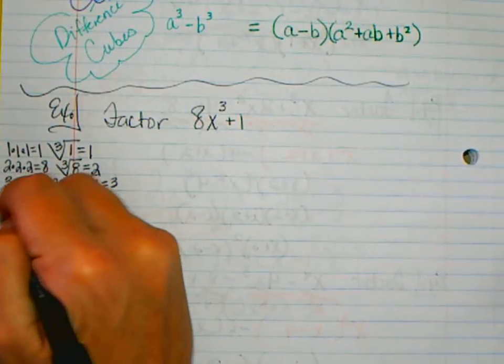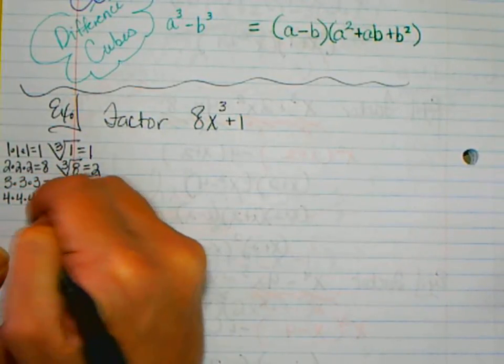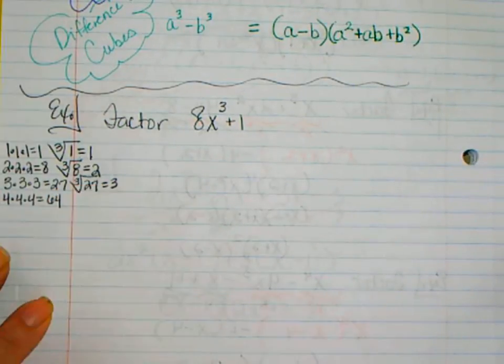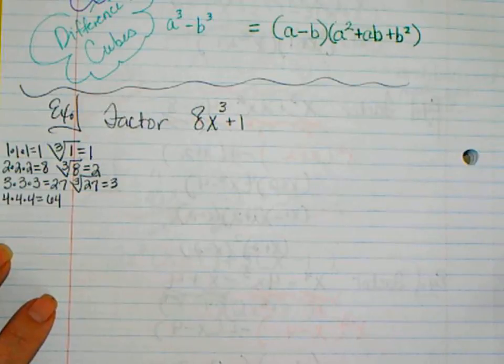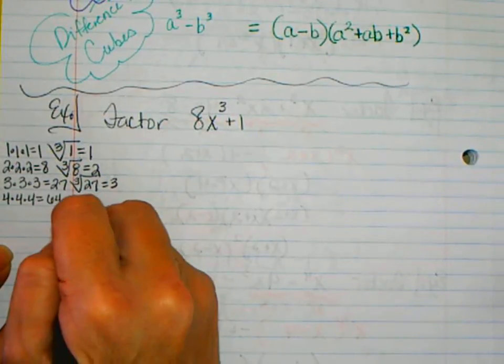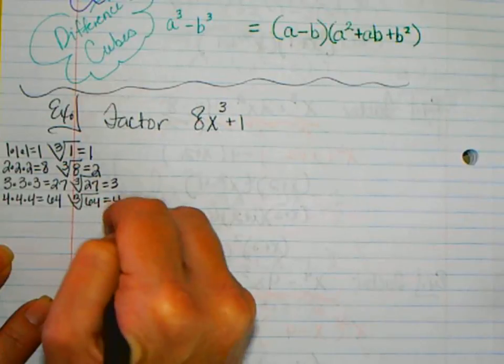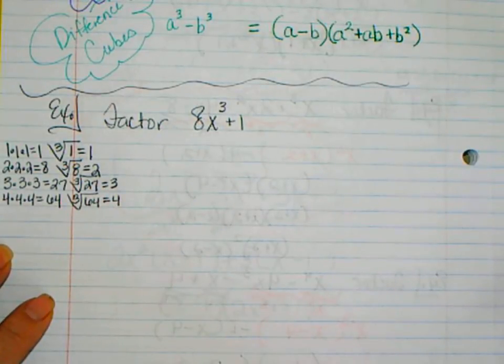How about 4 times 4 times 4? 64. 64 is a perfect square and a perfect cube. What's the square root of 64? 8. What's the cubed root of 64? 4. So those are 1, 8, 27, and 64, really common perfect cubes you want to have memorized.